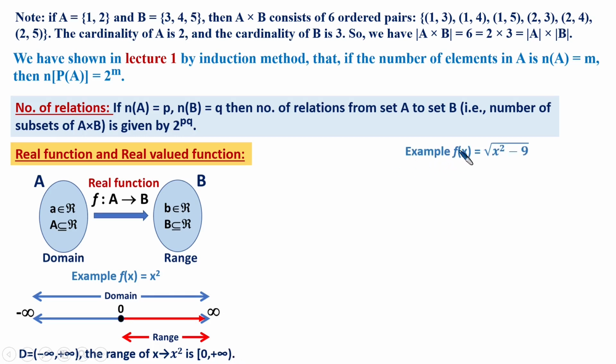Now example 2: f of x is equal to the square root of x square minus 9. So here you see x square should be greater than or equal to 9.